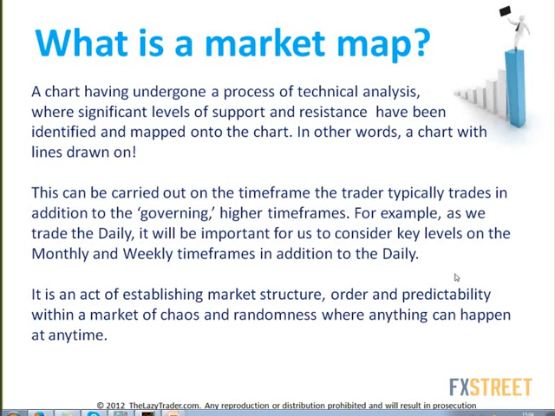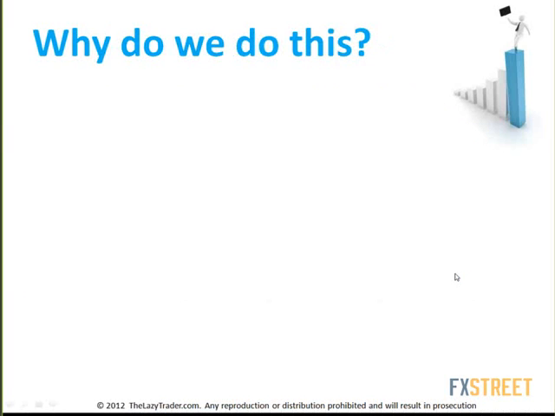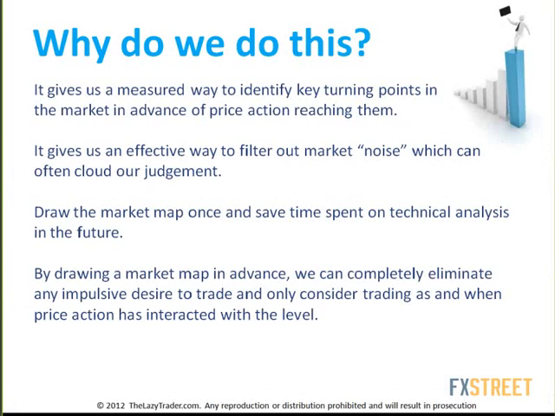All right, so not only are we drawing a market map here, thanks to the monthly, weekly, and daily, we're also identifying market structure and a level of predictability within the chaos and randomness where anything can happen at any time. Of course, we can get it wrong sometimes, but as technical traders, we go with the probabilities, even in the face of adversity sometimes.